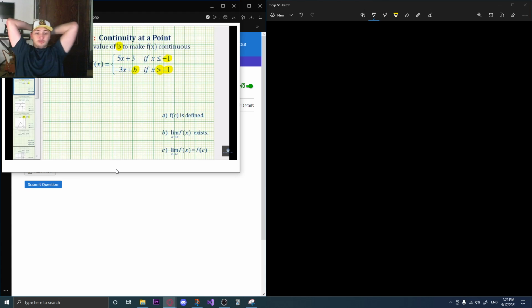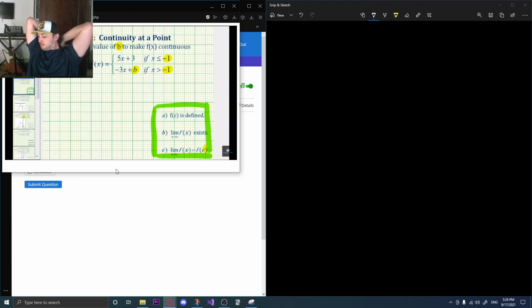So while we do have formal rules to determine whether a function is continuous at a point, I think it'll be easier if we take a look at this graphically.